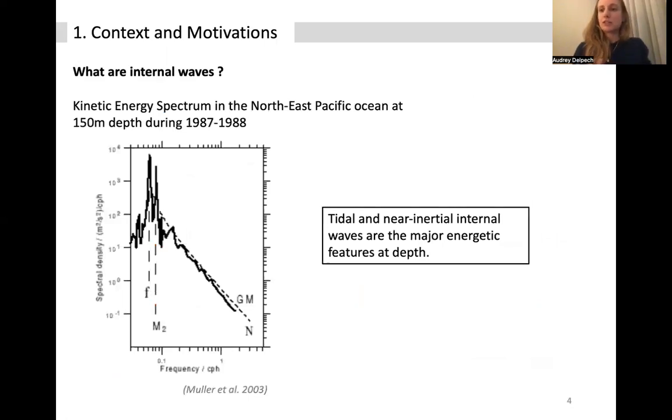So just to give you an idea how important internal waves are in the ocean energetics, we can look at the spectrum. So here, the energy as a function of the frequency. Here is data taken in the Northeast Pacific Ocean at 150-meter depth. And what you can see, I hope you can see my pointer, is that there are two peaks of energy at the inertial frequency f and the M2 tidal frequency here. And so these two frequencies, these tidal and inertial internal waves, are really major energetic features at depth.